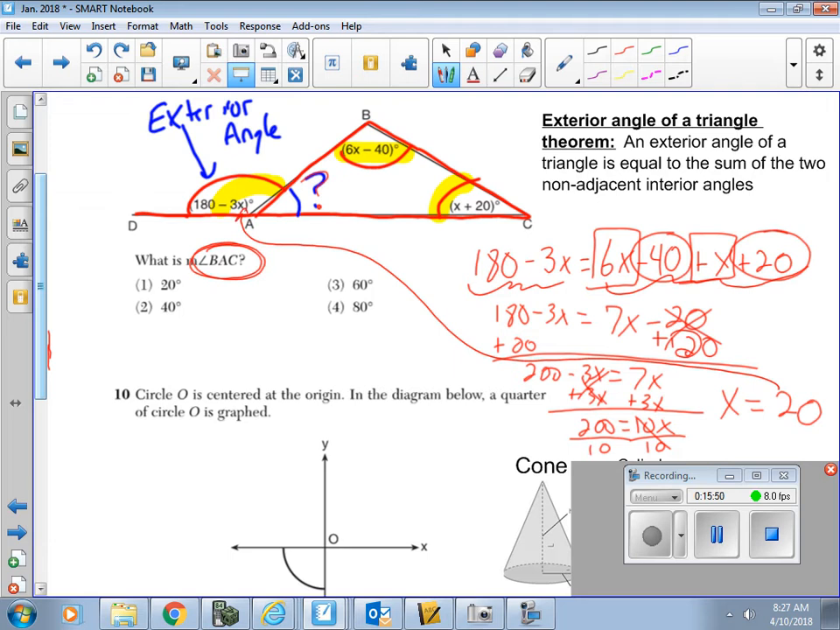So what you'd have to do at this point is take this 20 and plug it in here, so that's 180 minus 3 times 20, which is 180 minus 60, which gives us 120. That means this angle is 120 degrees, which means over here must be 60, because they are a linear pair, and they add up to 180. So there you go on that one. We'll come back for the last one.